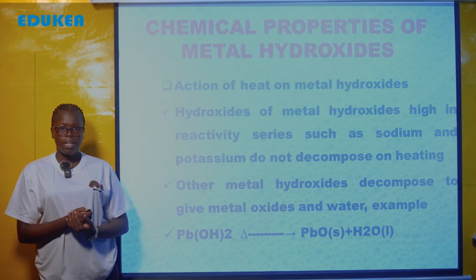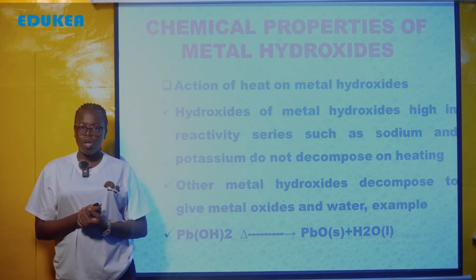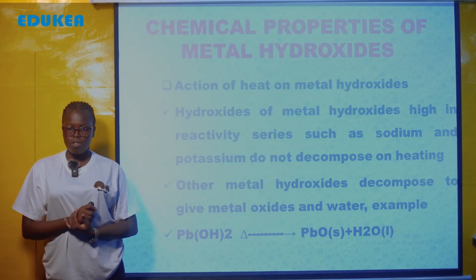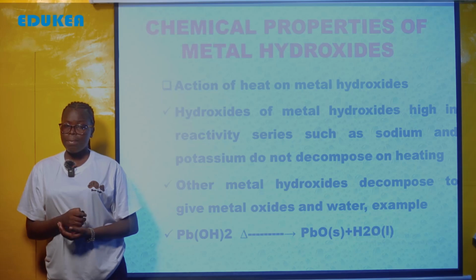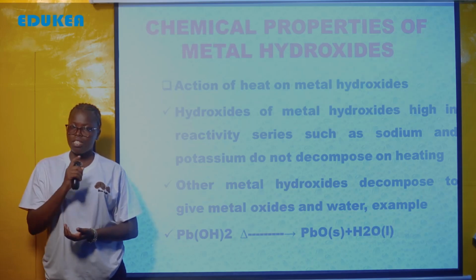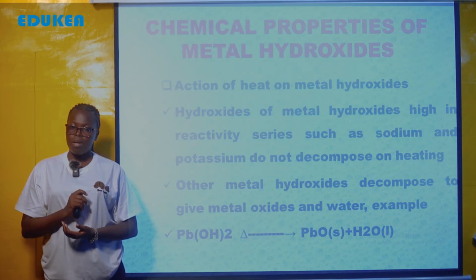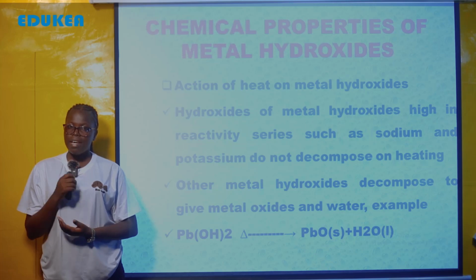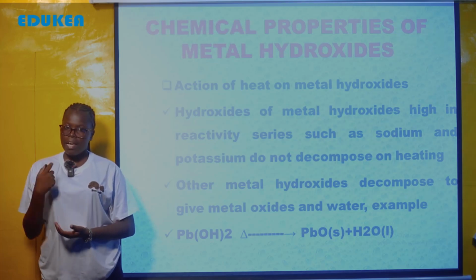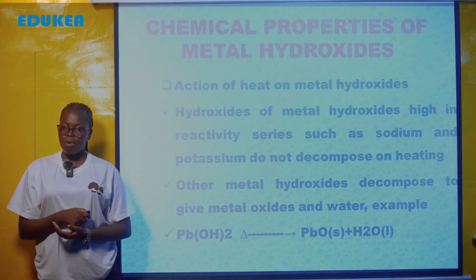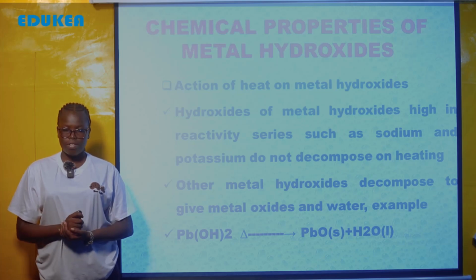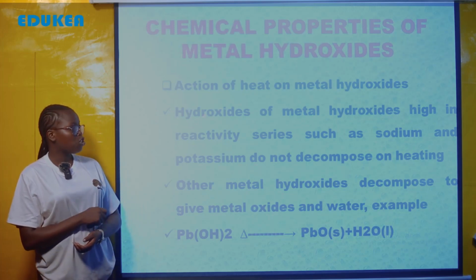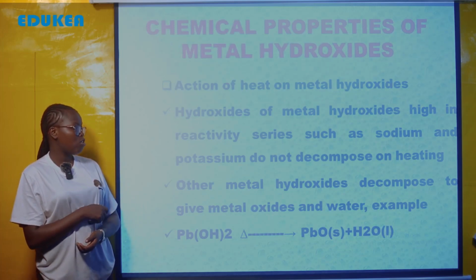Now let us consider the chemical properties of metal hydroxide. We have said that the metal hydroxide are categorized based on two criteria, based on the solubility and reaction with acid and base. And these are the chemical properties of metal hydroxide. First one, action of heat on metal hydroxide.